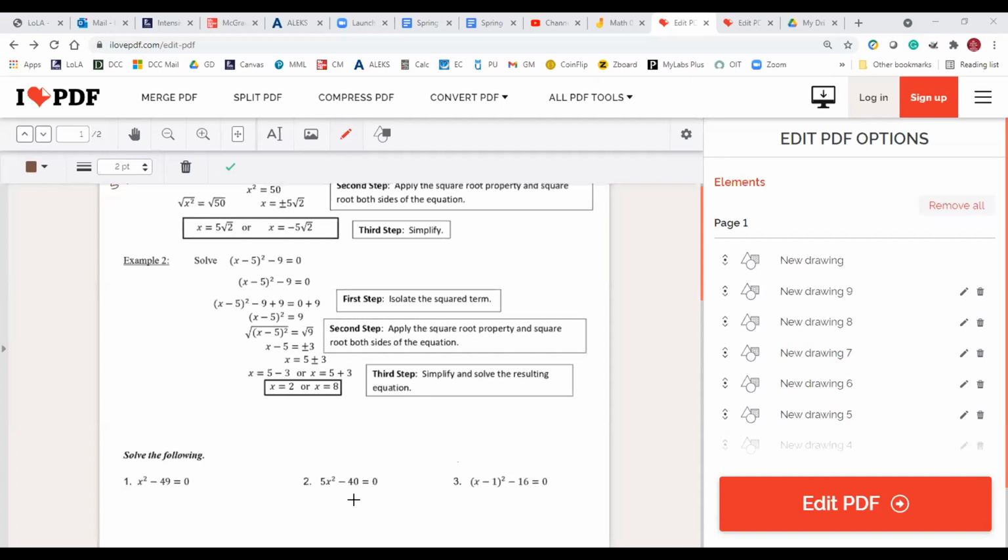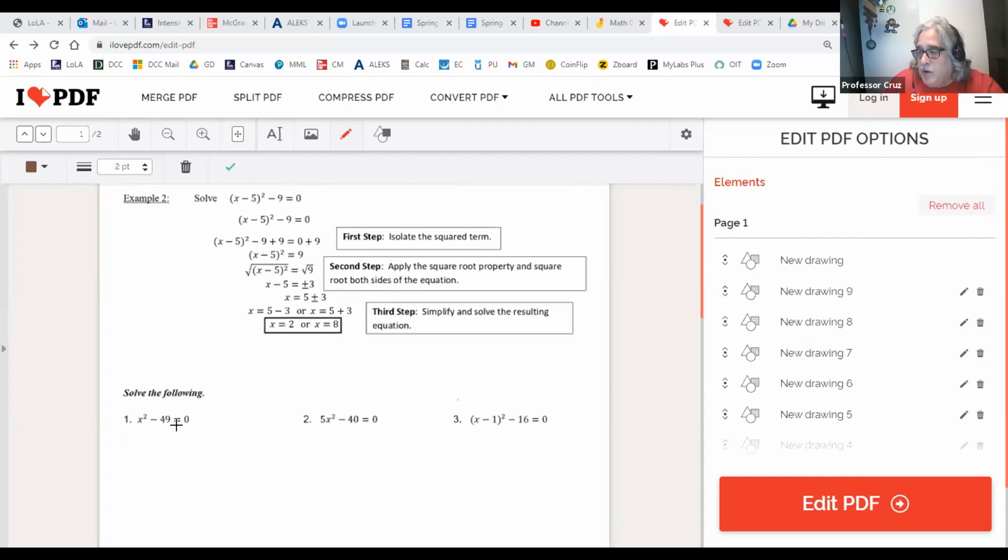So x either equals -7 or +7. Okay. Anybody else? Anything?